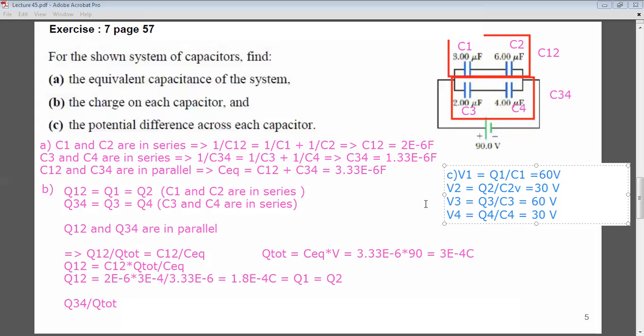Okay, so that's it for today's lecture. Tomorrow I will solve one more exercise on this and review the whole chapter.